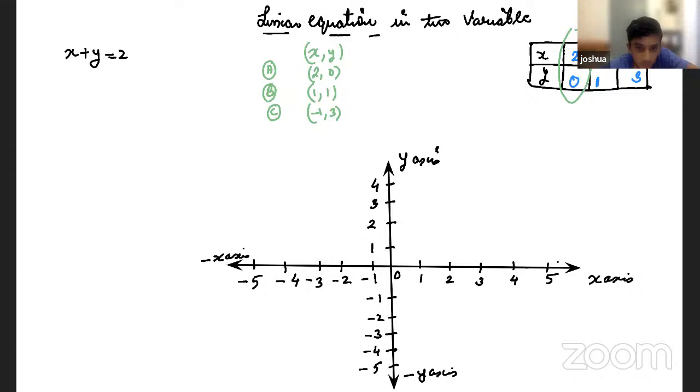And Ezekiel will mark the B point. And Anna, A for Anna, will mark the C point. Quickly. Joshua, is it here? Okay. Ezekiel, second yours.